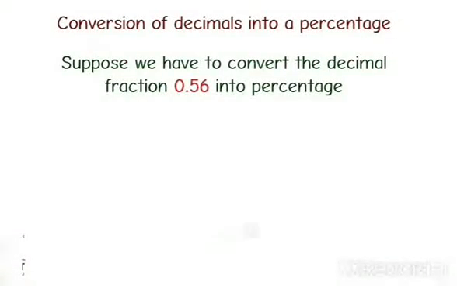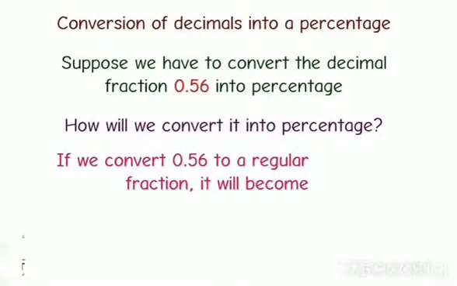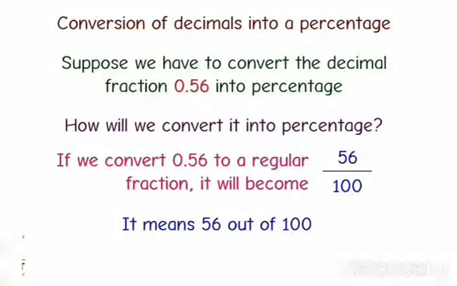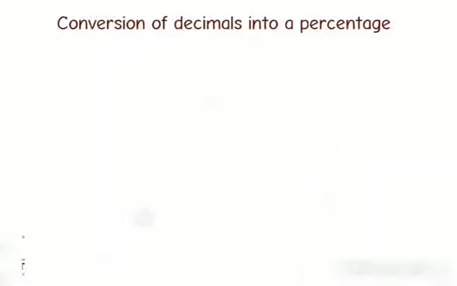Suppose you have to convert the decimal fraction 0.56 into percentage. How will you convert? Let's see. If we convert 0.56 to a regular fraction, it will become 56 upon 100. It means 56 out of 100. And in percentage, we write it as 56%.